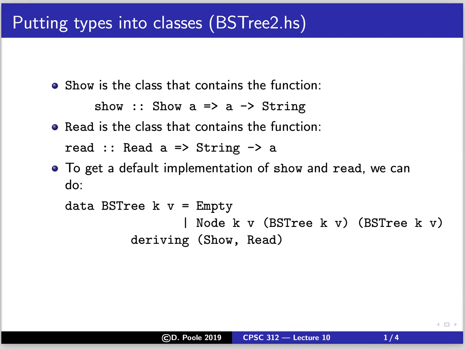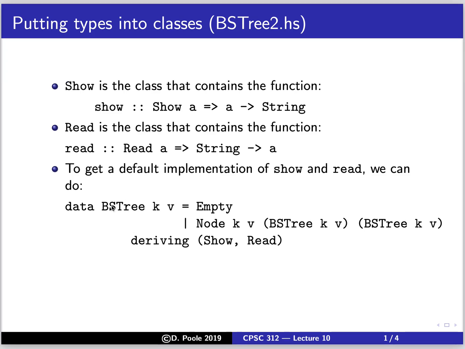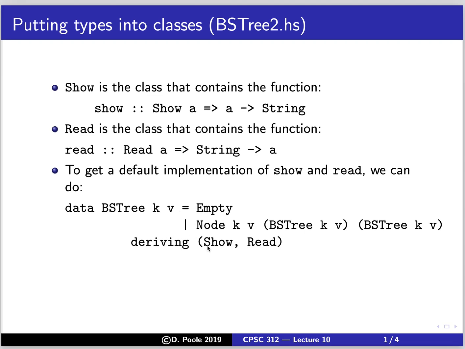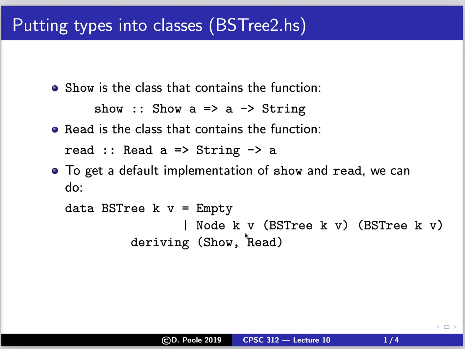If we want a default implementation of show and read, all we're going to do is, here's our definition of a binary search tree with key type K and value type V. All we need to do is put deriving Show and Read. So that defines the function show and defines the function read. In particular, it lets us read and write things in GHCi. As soon as we do this, we can then write out things of type BSTree K V. If we didn't do this, we couldn't write out a tree because it would just give us an error.